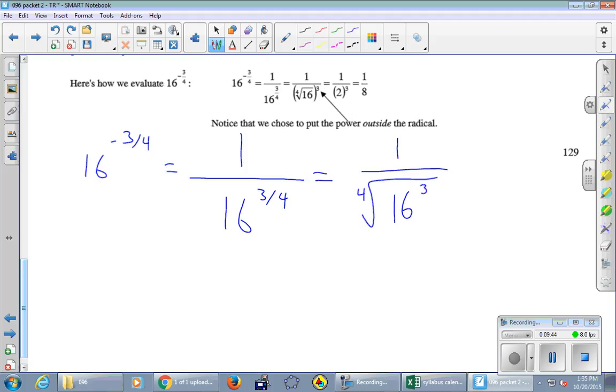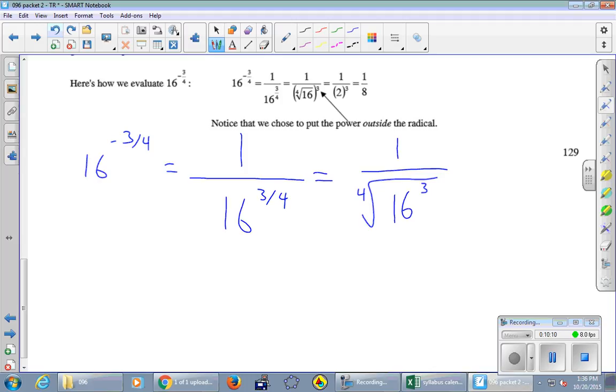You can do this, or you can do this. Yeah? Again, you don't have a calculator. Anybody happen to know what 16 cubed is? Nope. Is it on the sheet? 16 cubed? Is 16 cubed on the sheet? Nope. So this is not something you'll want to do.